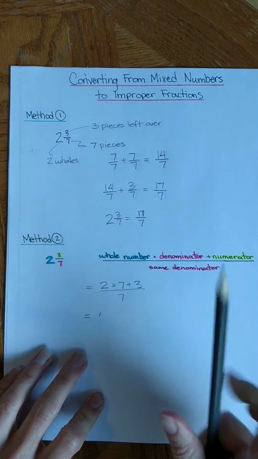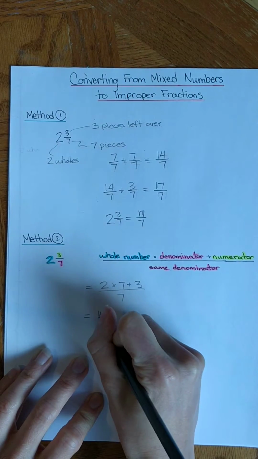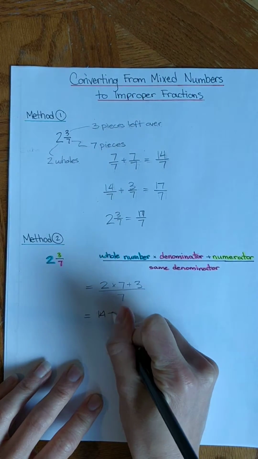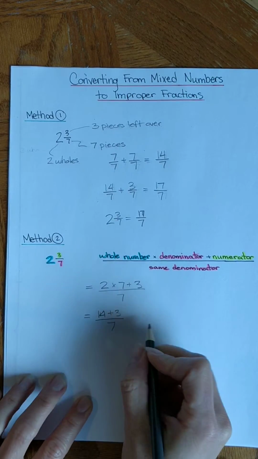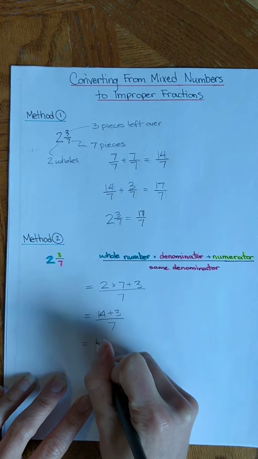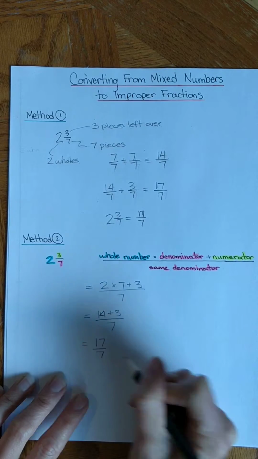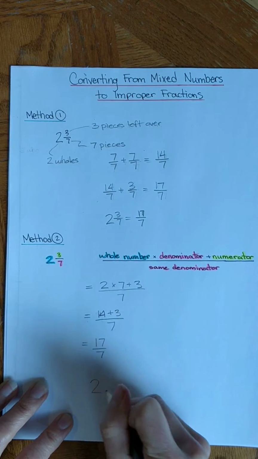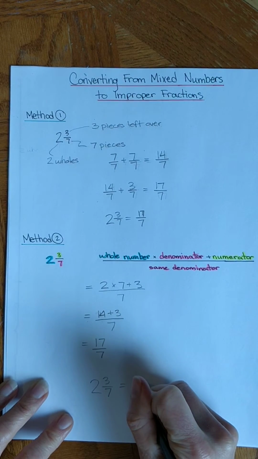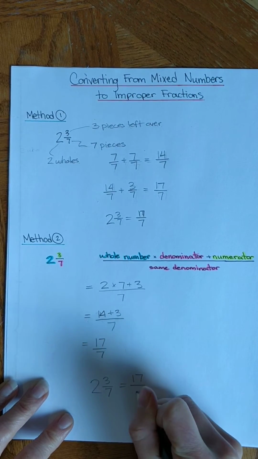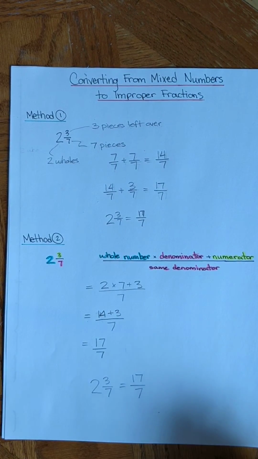So we're going to perform these operations here. We'll do our 2 times 7, which gives us 14, plus 3, and that's all over 7. 14 plus 3 gives us 17 over 7. So again, we can say that 2 and 3/7 is equal to 17 over 7. So that's method 2.